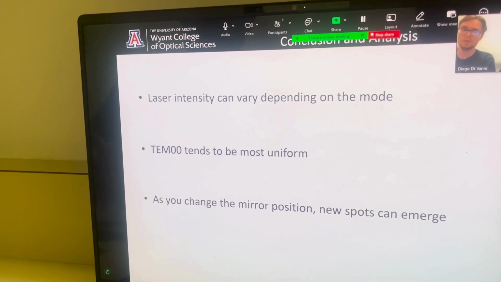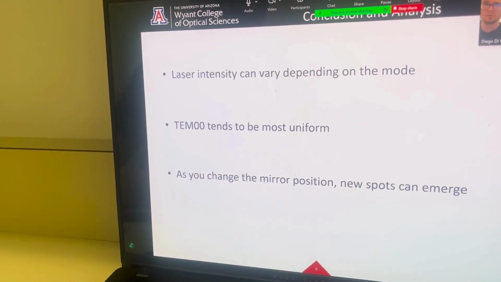Laser intensity can vary depending on the mode. TEM00 tends to be the most uniform. As you change the mirror position, a new spot can emerge.